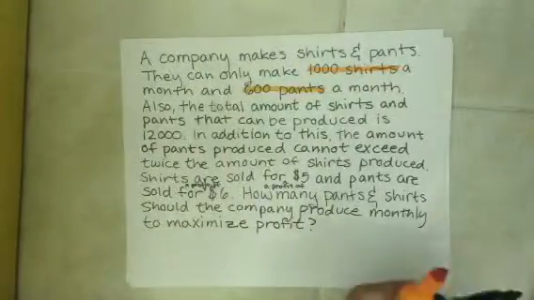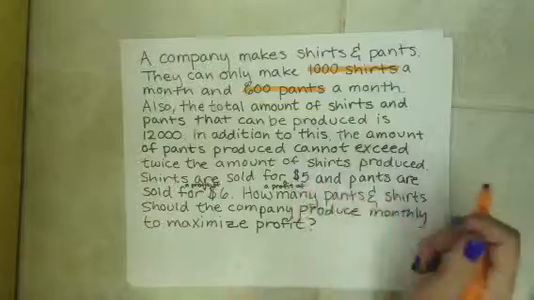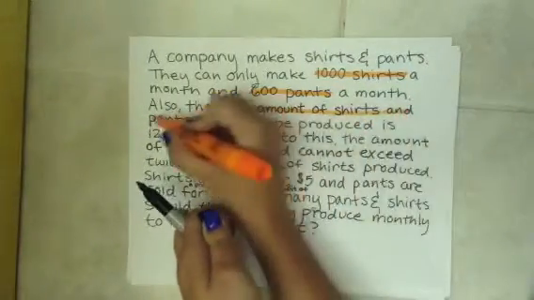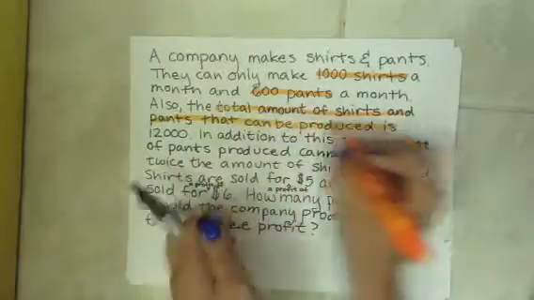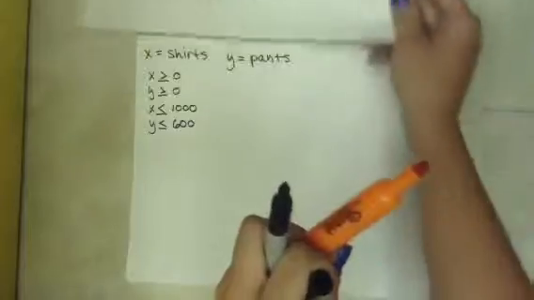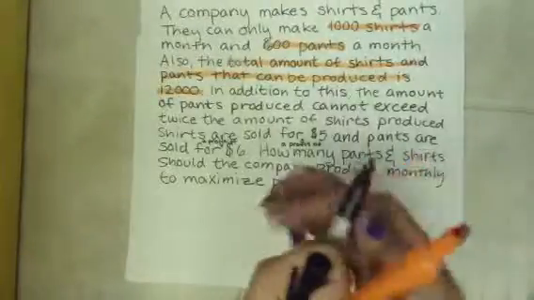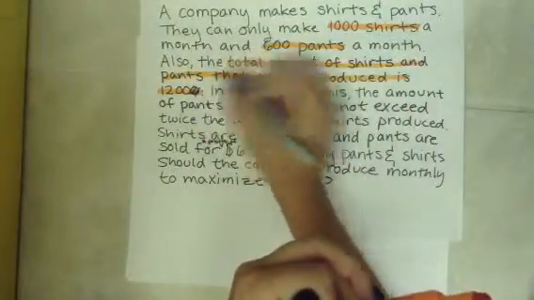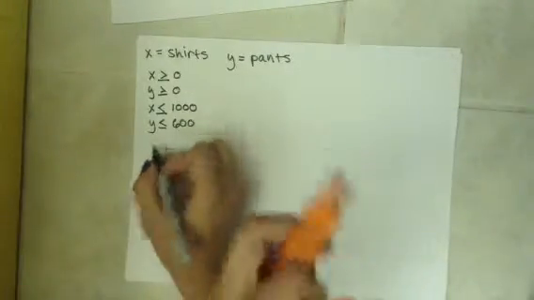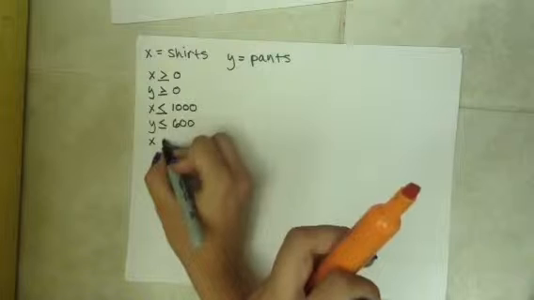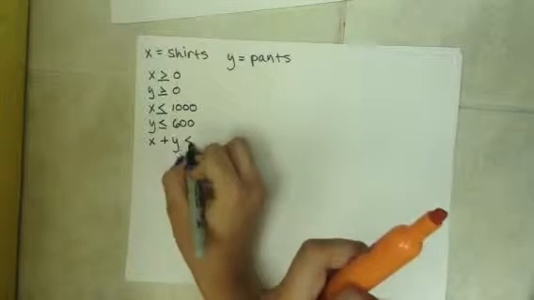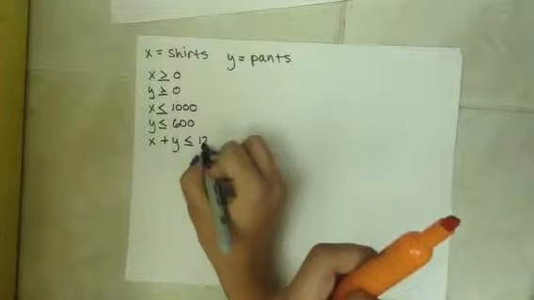Looking back at the equation, we now find that the total amount of shirts and pants that can be produced is, oh, sorry, that should actually be 1,200. Okay. So in this equation, the total amounts of shirts and pants cannot exceed 1,200.